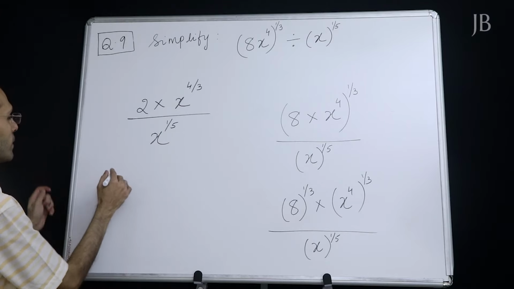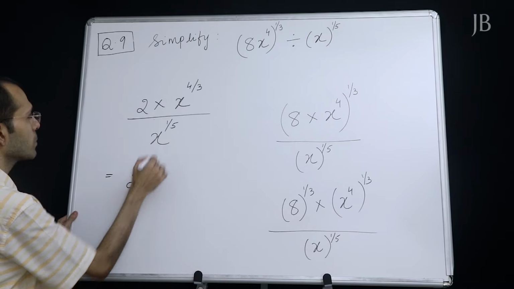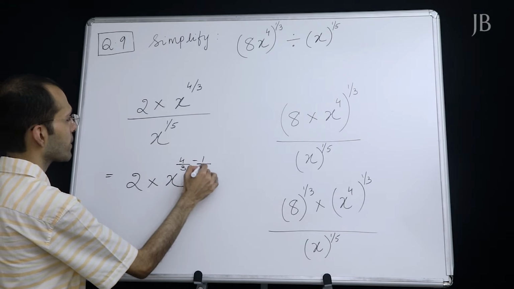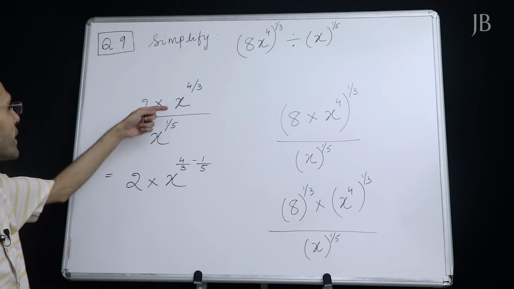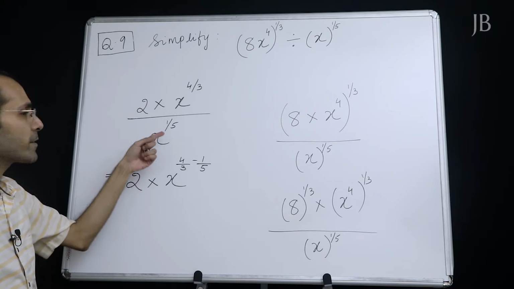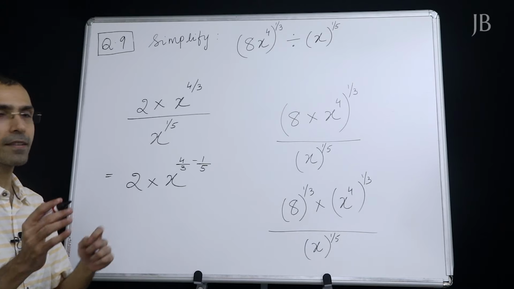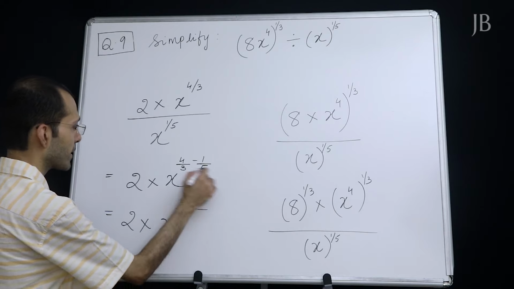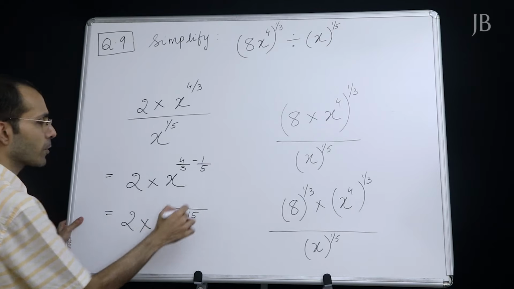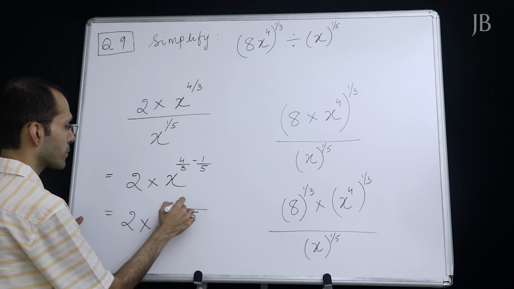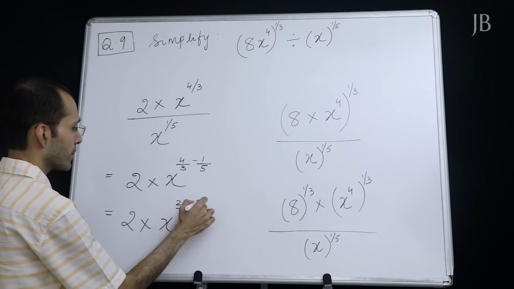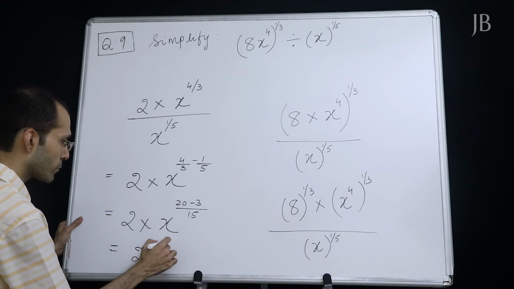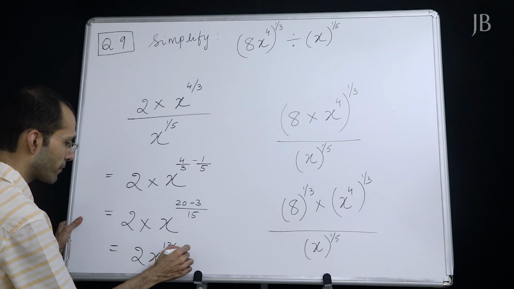Coming back to this, this will work out to be 2 into x raised to 4 by 3 minus 1 by 5. Which law? A raised to m upon a raised to n, that is a raised to m minus n. So this will be 2 into x raised to, we can take the LCM 15. 15 upon 3 is what? 5. 5 into 4 is 20. This will be 3. So this will work out to be 2 into x raised to 17 by 15.